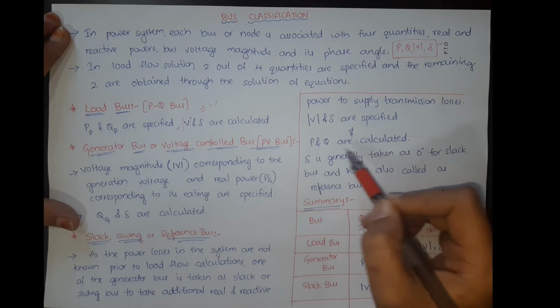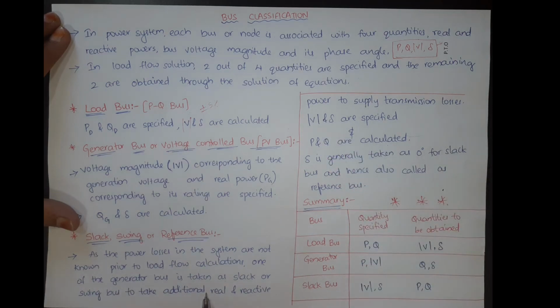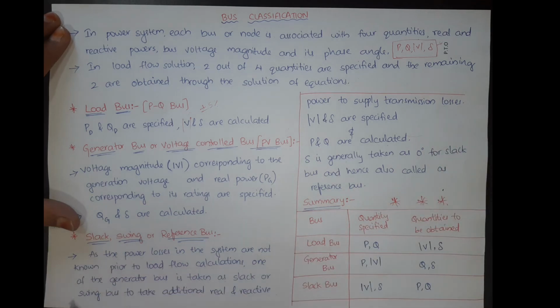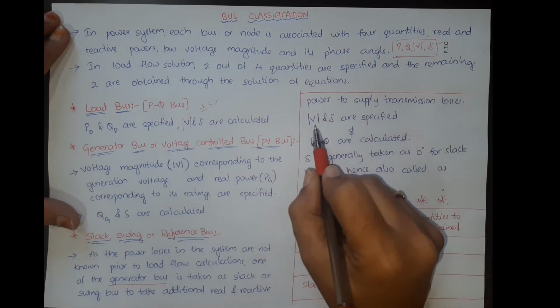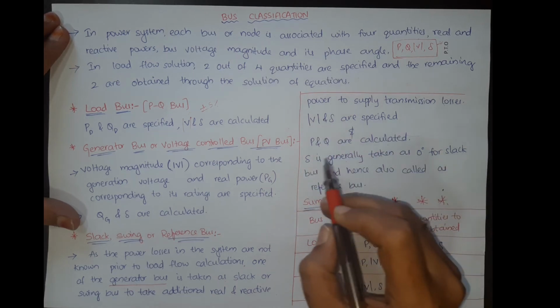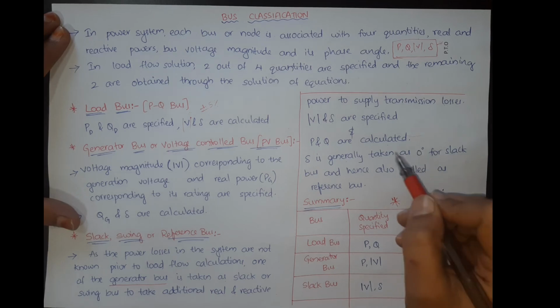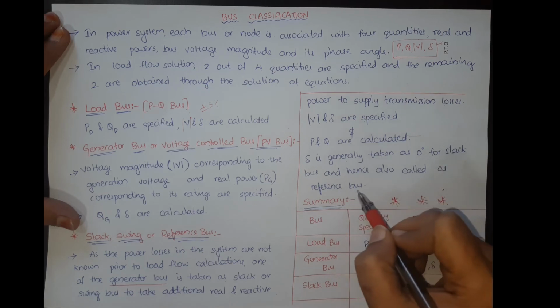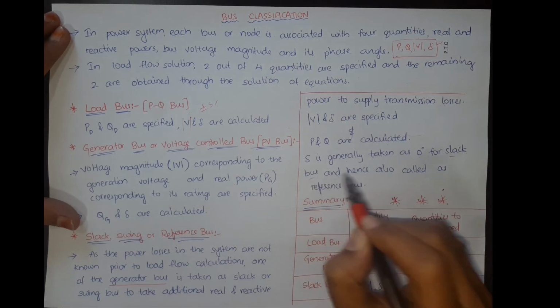So that means in slack or swing bus, voltage and delta are specified and P and Q are calculated. We already told that to supply additional real and reactive power for the transmission losses, one bus is selected. That selected bus is a generator bus. So load buses should not be taken as reference buses. Generator buses should be taken as reference buses, right? So magnitude of V and delta are specified here, and real and reactive powers will be calculated. Generally for reference bus, delta is taken as 0. Therefore, it is called as reference bus, right? It is also called as a slack bus or swing bus.